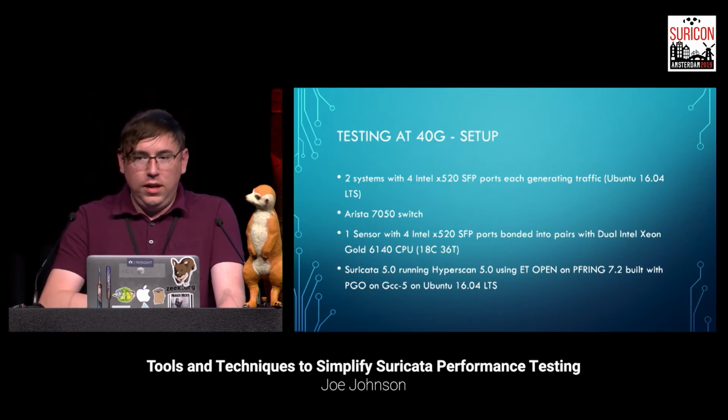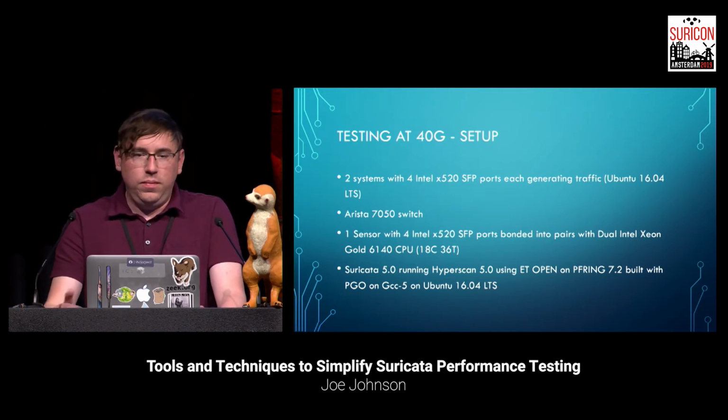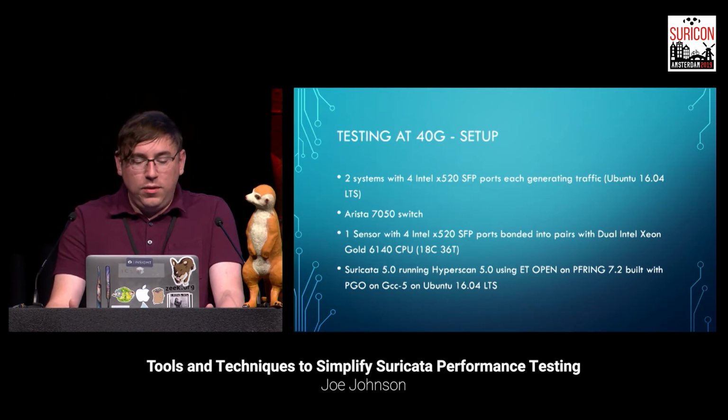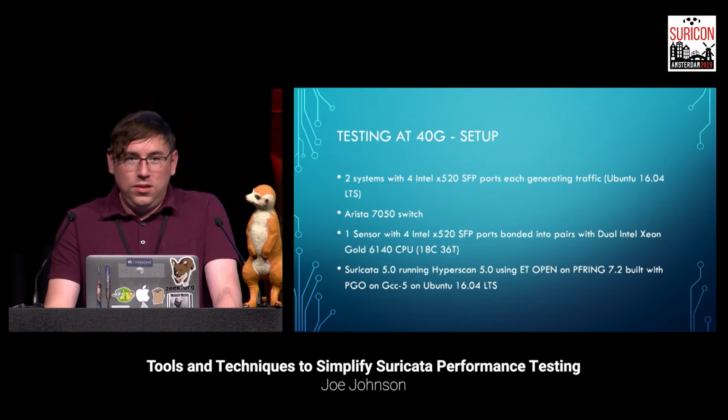Since with TRex you essentially need an out and back for each amount of throughput, you need 4 NICs for every 20 gigs. I'm using an Arista switch, again, for doing the tapping and the port mirroring. And then the actual sensor under test is dual Xeon with 18 cores and 36 threads with, again, 4 NICs to handle the 40 gigs traffic coming in. And then what I'm testing is I'm running Suricata 5 with Hyperscan 5, with ET OpenSigs on PF Ring still, and then with profile guided optimization, which I'll get to in a little bit.